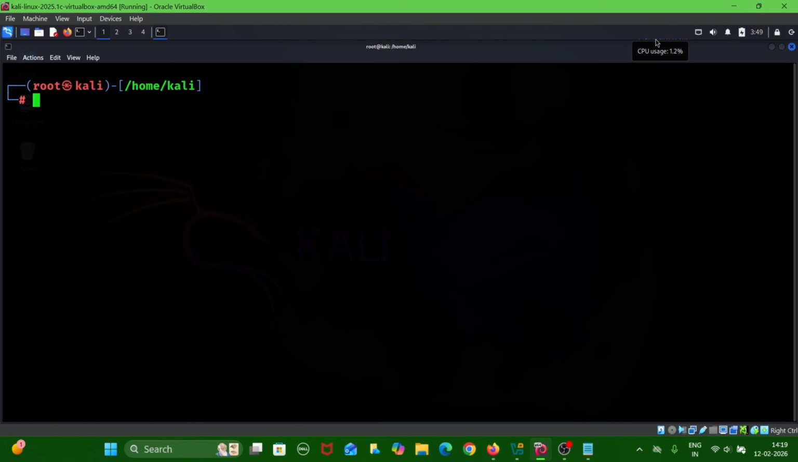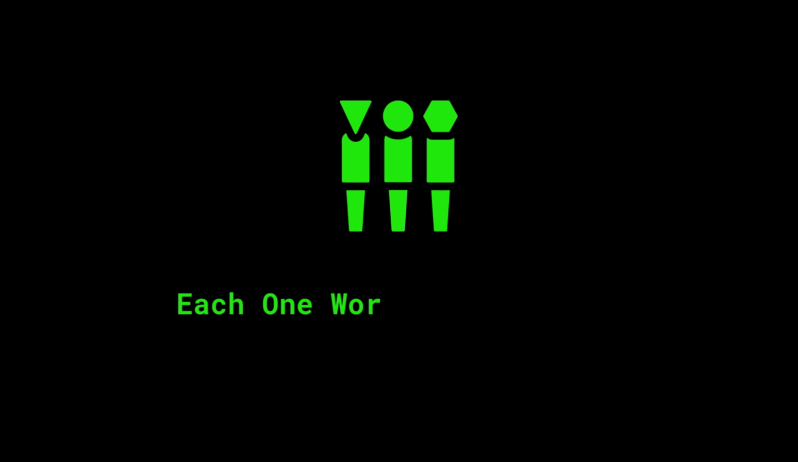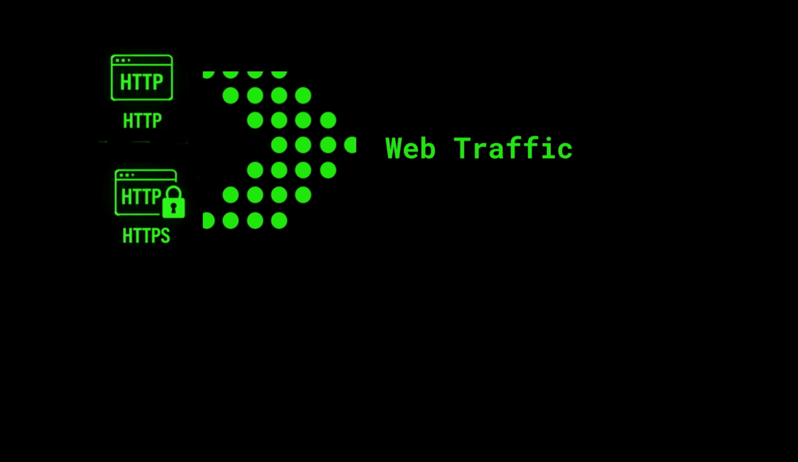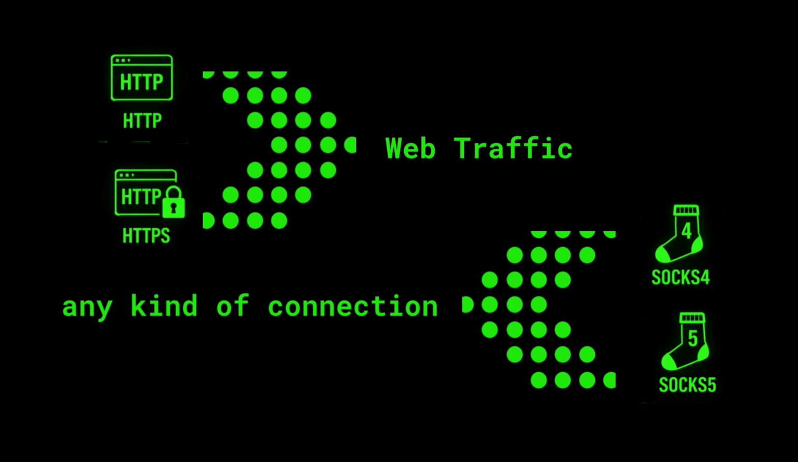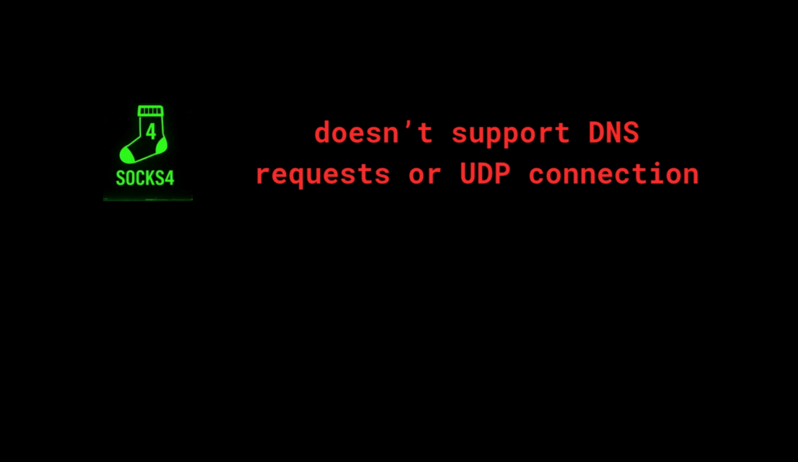Before configuring ProxyChains, let's quickly understand what type of proxies it supports, because choosing the right proxy type can make or break your anonymity. It supports 4 types of proxies: HTTP, HTTPS, SOCKS4 and SOCKS5. Each one works differently. HTTP and HTTPS are mainly for web traffic, while SOCKS4 and SOCKS5 can handle almost any kind of connection. Just remember, SOCKS4 does not support DNS requests or UDP connections, but SOCKS5 does.